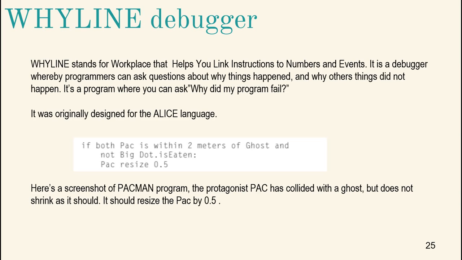Whyline debugger. Whyline is a debugger whereby programmers can ask questions about why things happened and why other things did not happen. It's a program where you can ask, why did my program fail? It was originally designed for Alice. On the bottom is an example of a program called Pac-Man. The protagonist, Pac, has collided with the ghost, but does not shrink as it should. It should resize to 0.5.